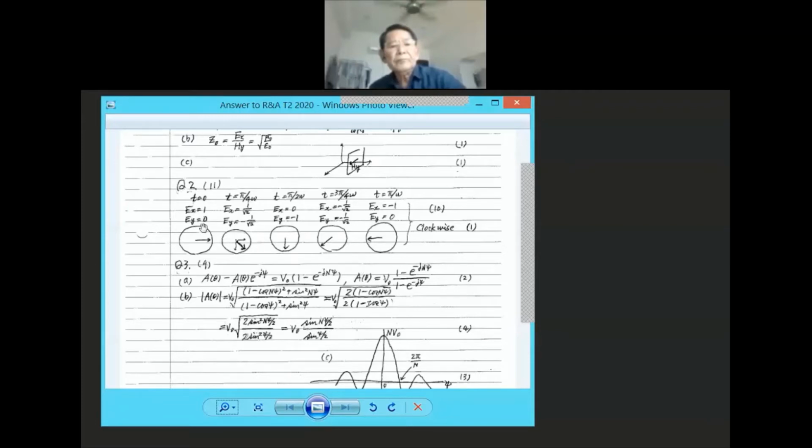So EX, EY calculation becomes like this. So the total electric field at t equals 0 has only the EX component. And as a little time progresses, it becomes like this, and after that, more. So from this, the field has clockwise rotation. That is question two.